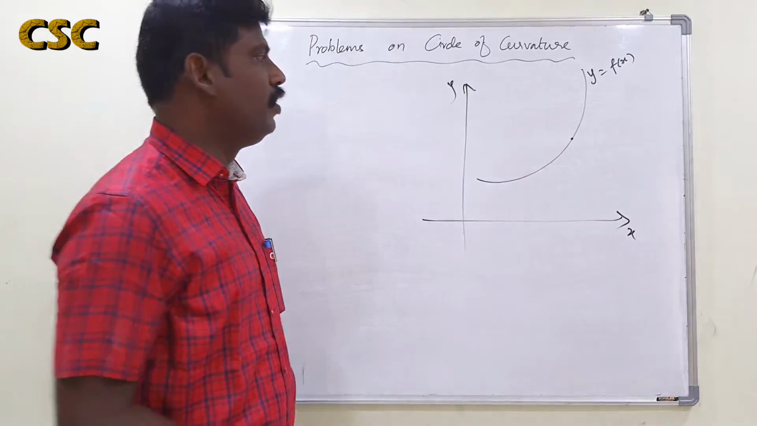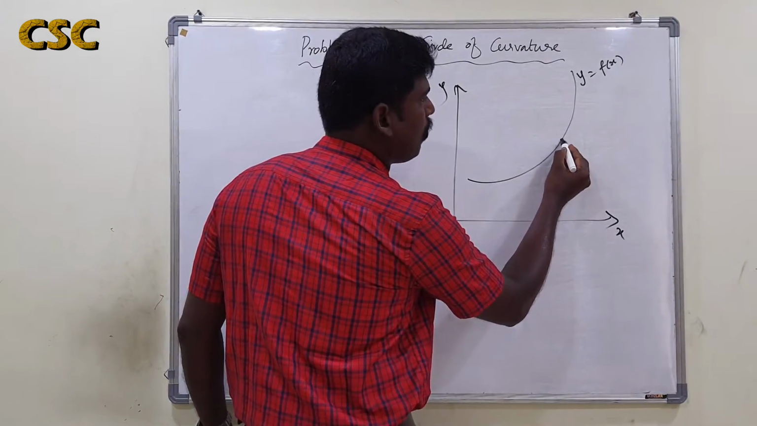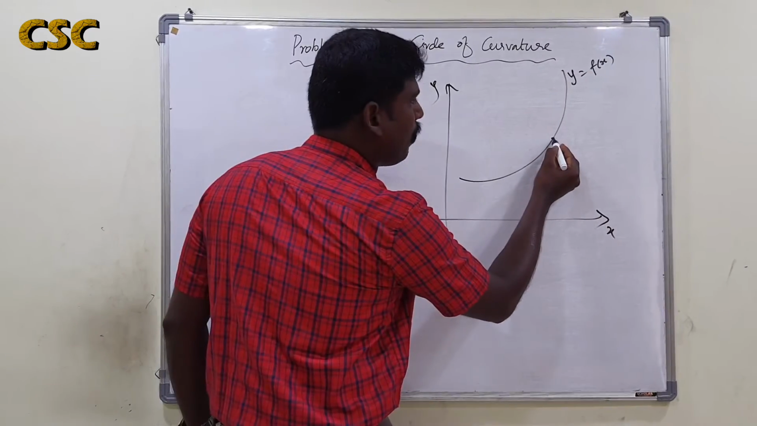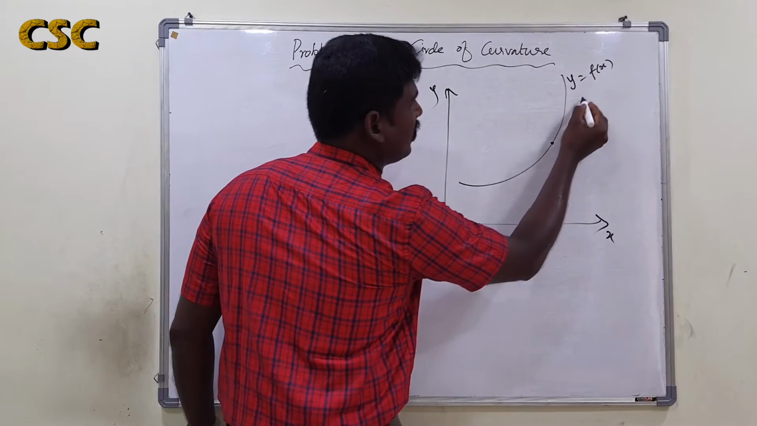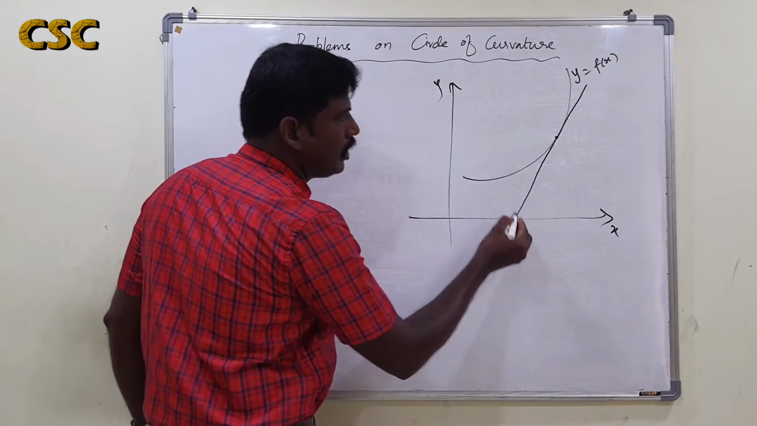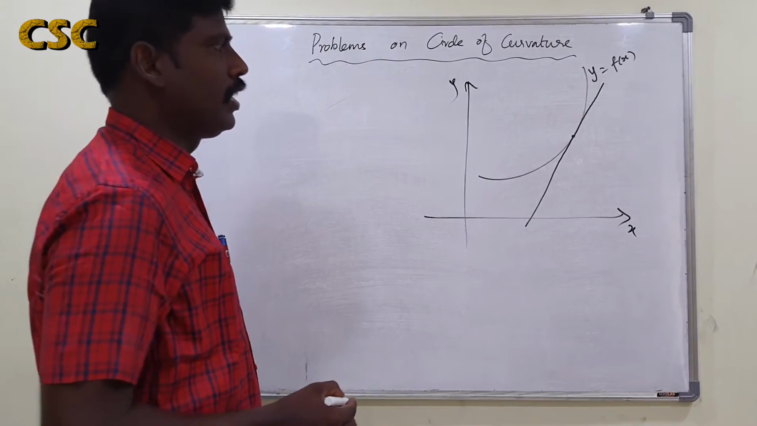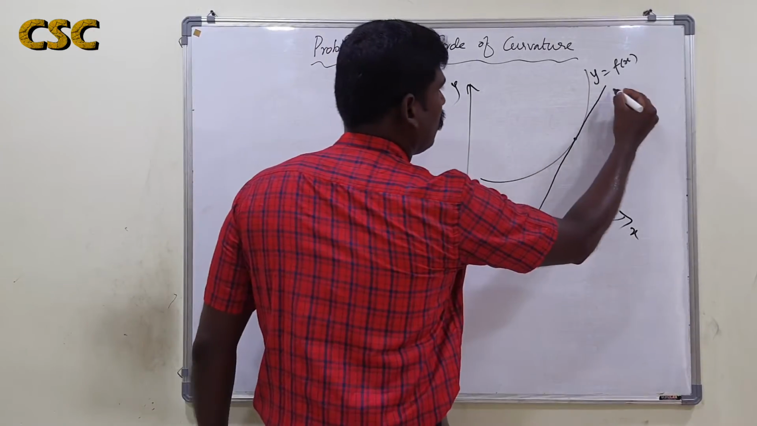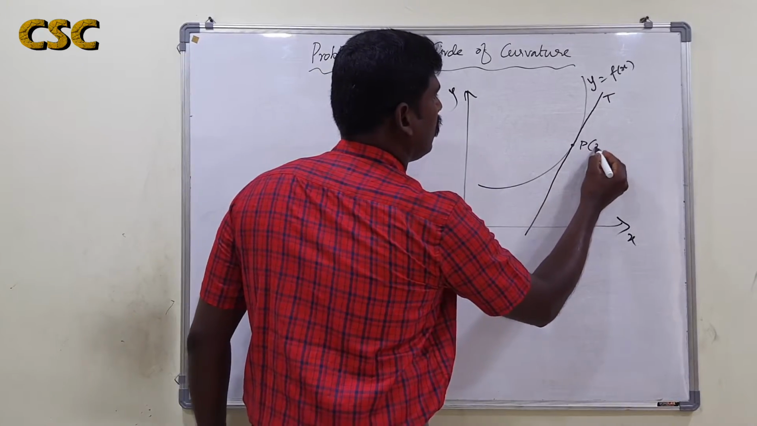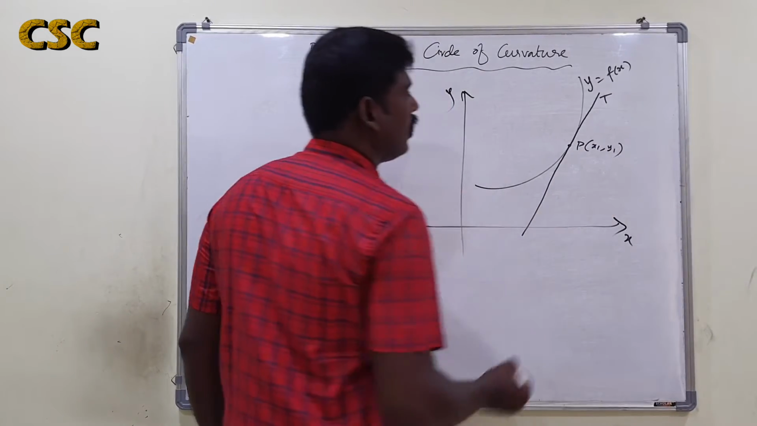Then what we will do? This point is on the curve y equal to f of x. Through the point, I draw a straight line, that is a tangent. Through that point, I can draw a tangent to the curve.